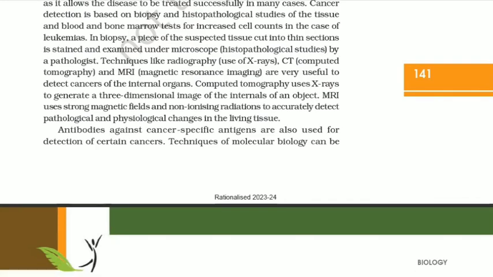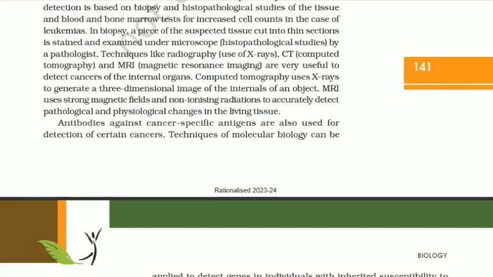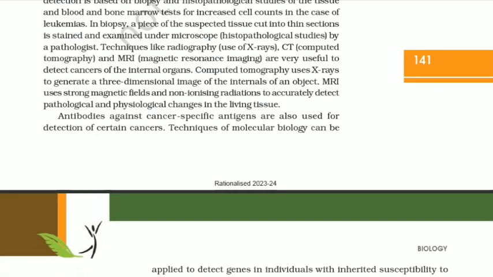Cancer detection is based on biopsy and histopathological studies of the tissue, and blood and bone marrow tests for increased cell counts in the case of leukemias. In biopsy, a piece of the suspected tissue cut into thin sections is stained and examined under a microscope, that is histopathological studies, by pathologists.